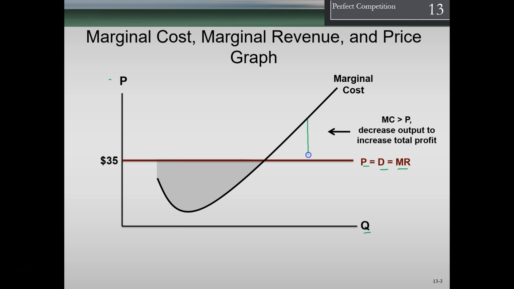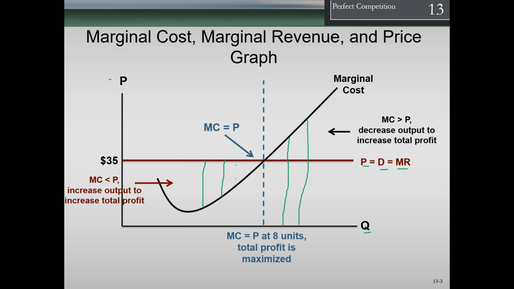So if we're producing up here, then we would be better off by producing less. We want to produce less because every unit we're producing above this $35 line is costing us more than it brings in. On the other hand, of course, anytime we're down here, we want to produce more. If we're down here, we're getting more in marginal revenue than we are paying in marginal cost. We want to produce more, and so we're going to keep producing more, of course, until we hit this point here where marginal cost equals price at 8 units. Total profit is maximized. So that is our maximizing area.